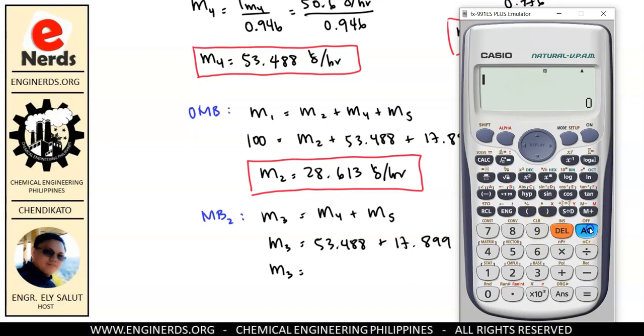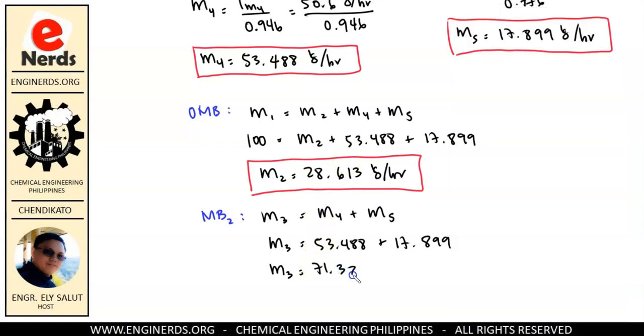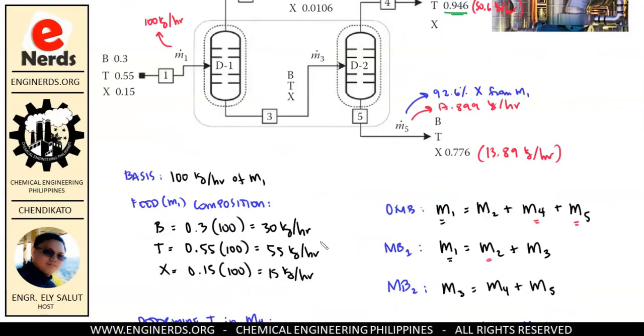So our M3 is equal to, we have 53.488 plus 17.899. So this is equal to 71.387 kilogram per hour. Okay, so now we have the value of all our streams. So our M3 is equal to 71.387.